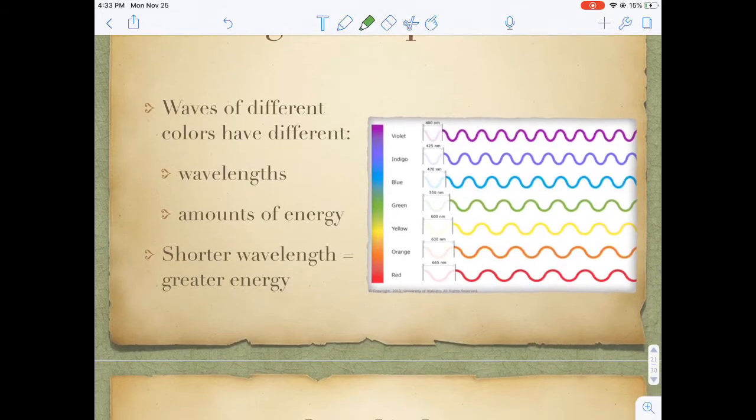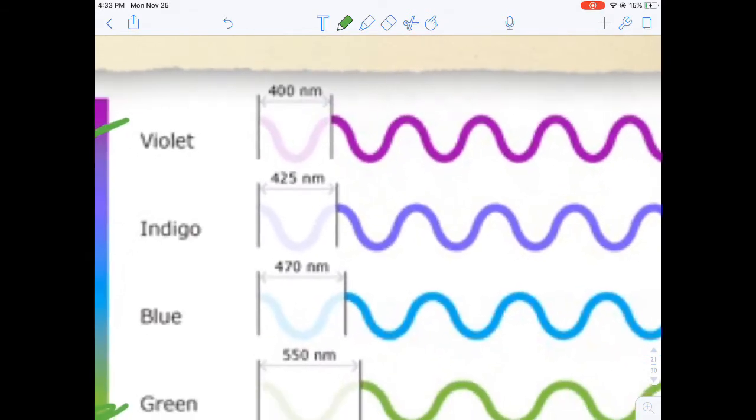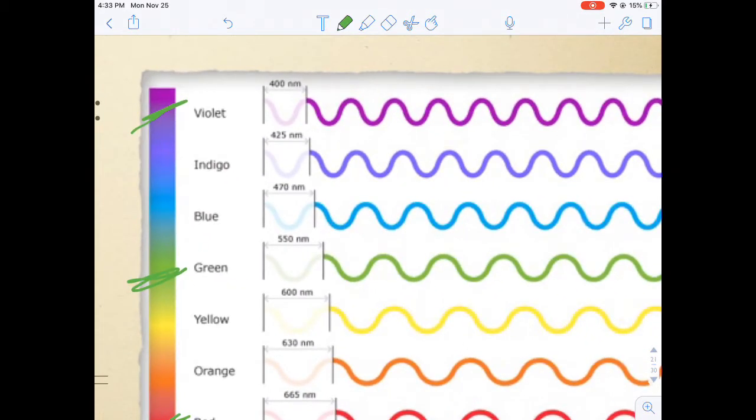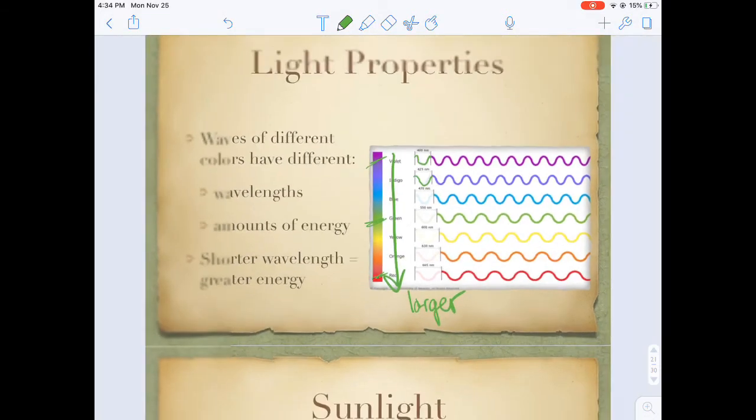Okay, so we talk about light being made out of a wave, and each of these different waves are different colors, like this one's green, and this one's red, and this one's violet. But you'll also notice that the sizes of the waves are different. So each color has a characteristic size. Here they're measuring the wavelength, so the top of one wave to the top of the next wave. And as we go from violet down, the wavelengths are getting larger.